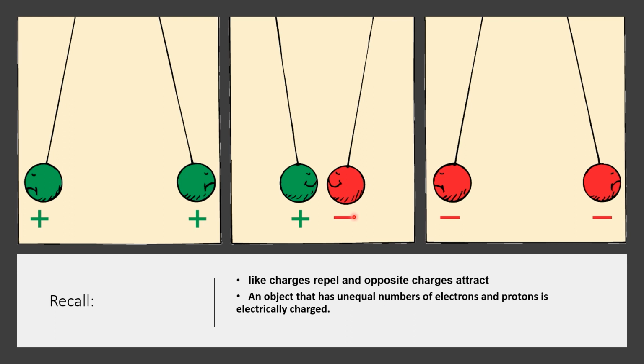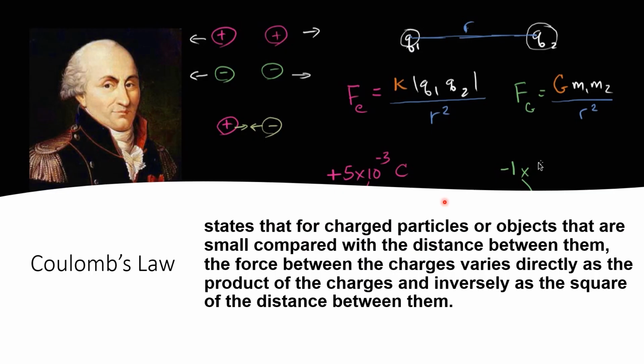Also, we have learned that an object that has an equal number of electrons and protons is considered electrically neutral. The electrical force between any two objects obeys a similar inverse square relationship with distance. So here, this is the inverse square relationship. R here is the distance.